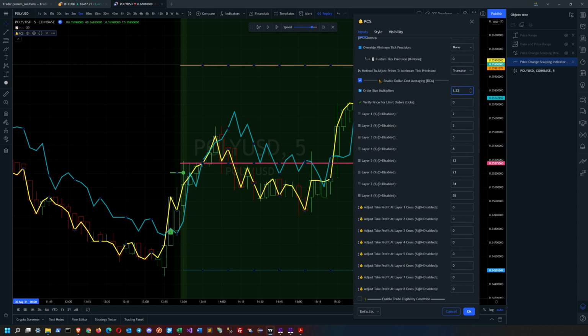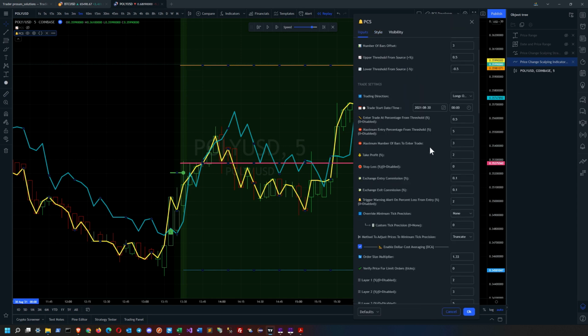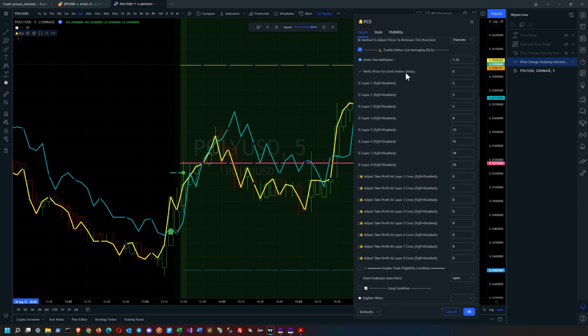This is very similar to 3Commas volume scale. This verify price for limit orders, this is the same behavior as you find in the strategy version, where you can say how many ticks do I want to surpass the price in order to verify that the limit order was filled. And so you can specify that here.